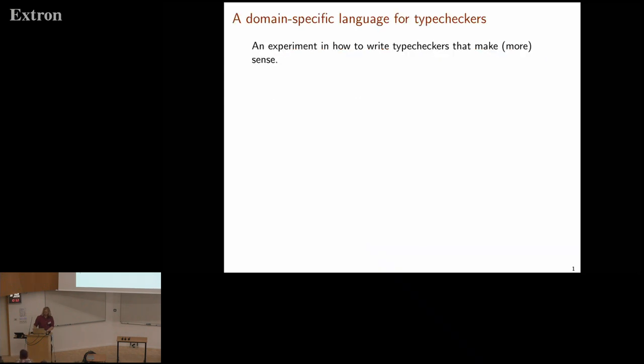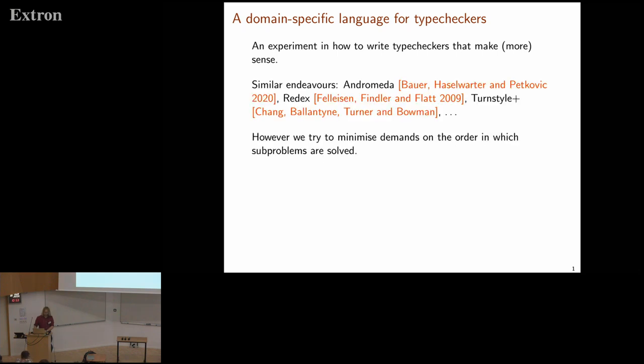So what is it? It's a domain-specific language for writing type checkers that we would like to have so that we don't shoot ourselves in the foot quite so often as we normally do. Of course, we're not the first to think of this. There are many domain-specific languages. Andromeda is quite well known in this community, by Andrej, Philip and Andrea. But there are also older languages in the Racket community, Redex and Turnstile Plus. What's maybe different with our approach is that we try to minimize the demands in which you tackle sub-problems, and this gives some interesting design implications.